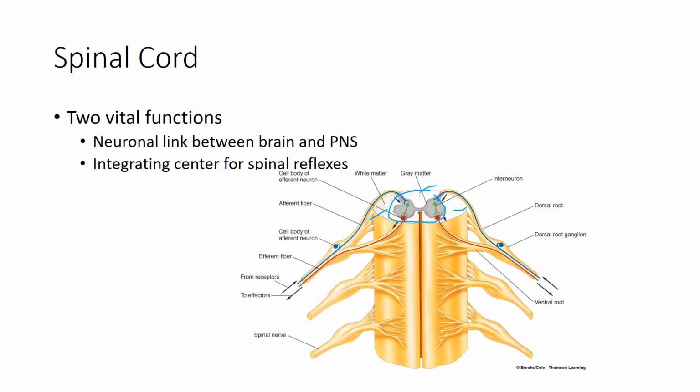The gray matter is arranged with a left and right dorsal horn and a left and right ventral horn. So here we have our dorsal side on the back side and then ventral side, which is on the front. Okay, so the white matter is composed of the ascending and descending fiber tracts, so going up and down.